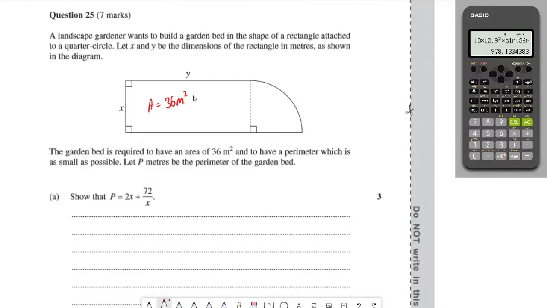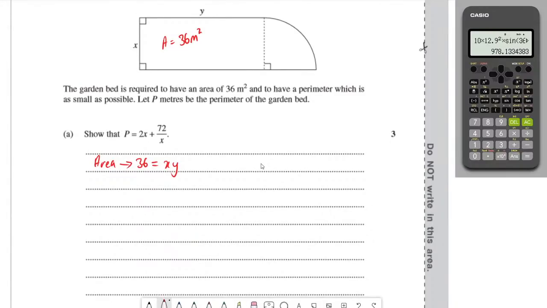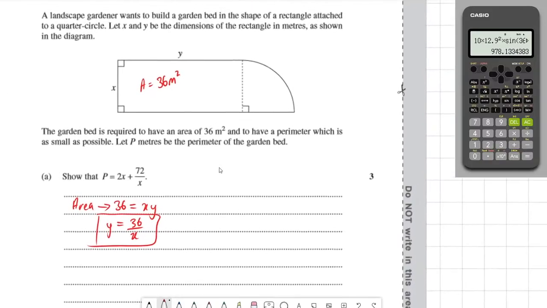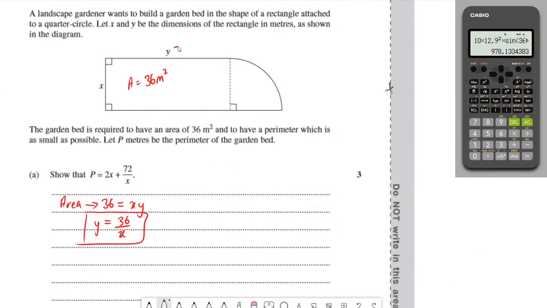But we can write the area in terms of y. So the area, let's start off with the area. So 36 is equal to x times y, so xy. So we can rewrite the area in terms of y as y is equal to 36 over x. And so this is an expression that will give us the length based on our x value. So that means that this line up here can also be written as 36 over x.